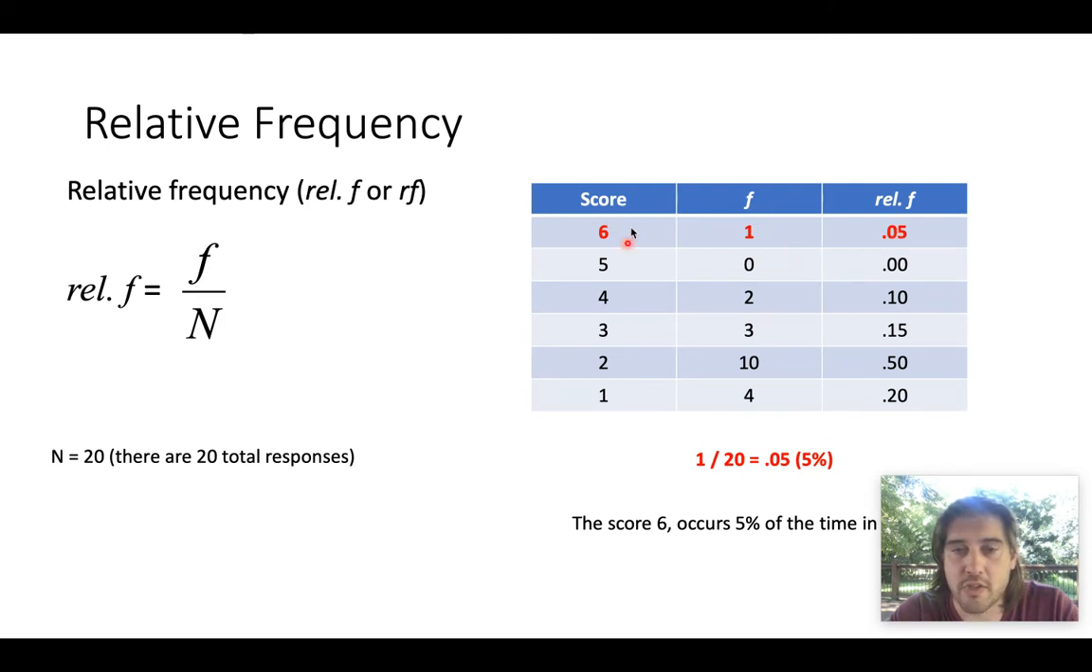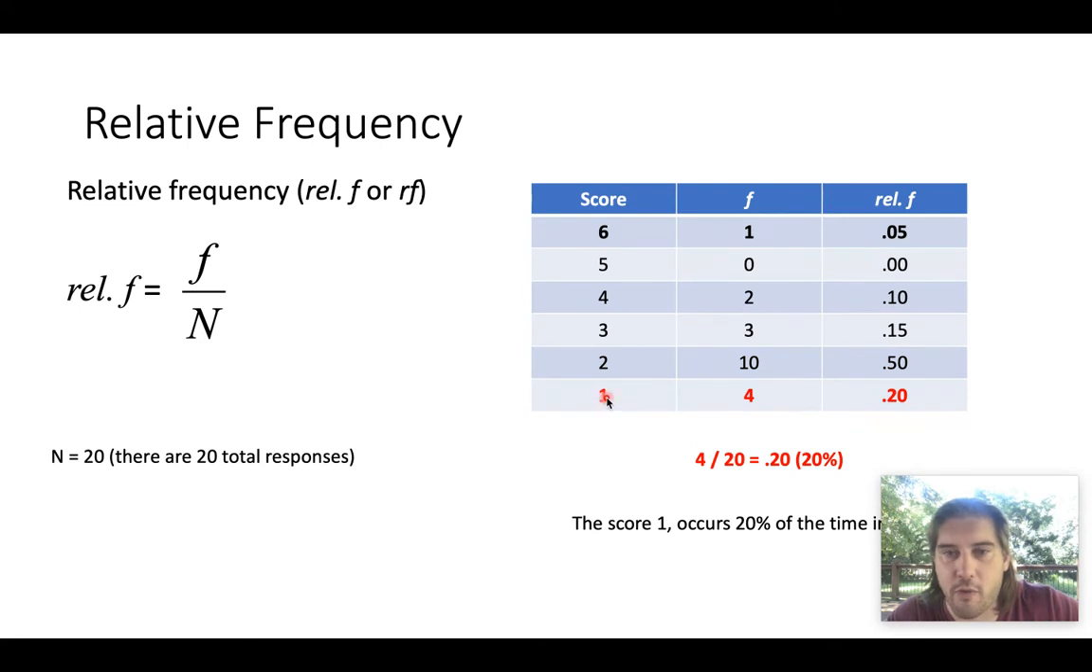So a score of 6 occurred one time, and that represents 5% of our data. We move on to the other numbers, right? You can now go on and do this for all of them. A score of 2 happened 10 times. 10 divided by 20 is 0.5, right? 10 is half of 20. So the relative frequency of score 2 is 0.50. It occurs 50% of the time.